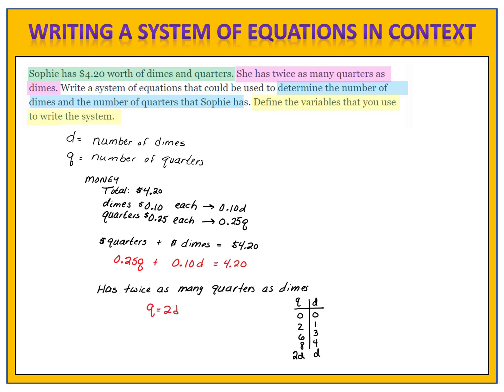We now have a system of equations that we could solve in order to determine the number of dimes and the number of quarters that Sophie has. But the problem doesn't ask us to determine the number of dimes or quarters. It simply asks us to write the system of equations.